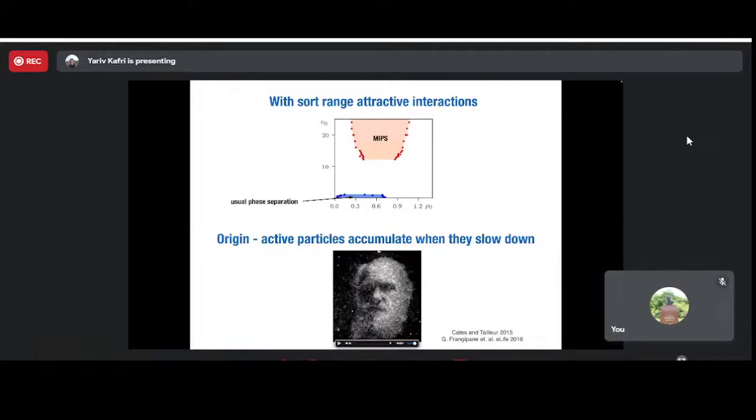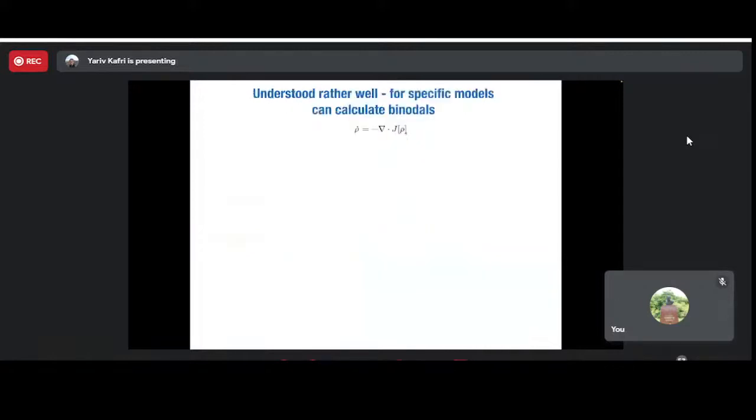Okay, so again, this phase transition is understood very well. It's understood so well that for some specific models, we can calculate analytically the binodal. I'm not going to talk about it in this talk, just to sketch the main idea. What you do is you write down a continuity equation for the density. Because the polar degrees of freedom don't interact with each other, they decay very quickly. So the only slow mode in the system is the density.